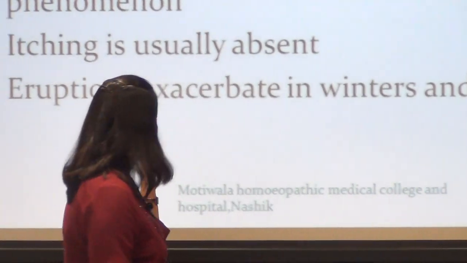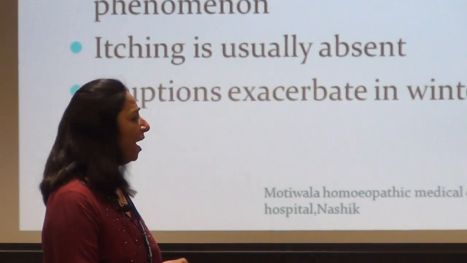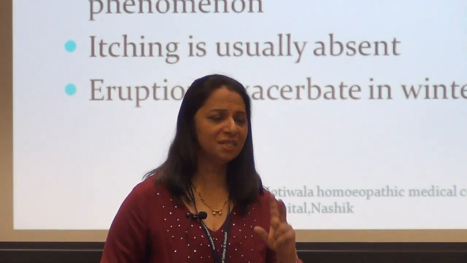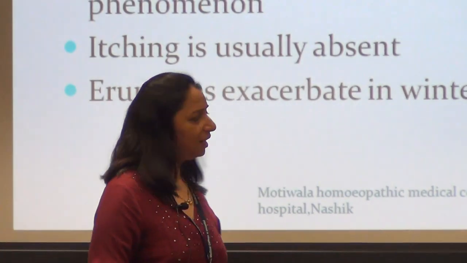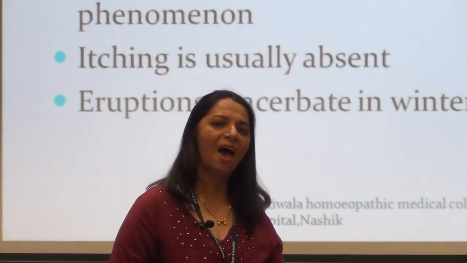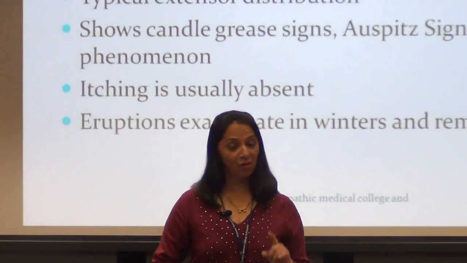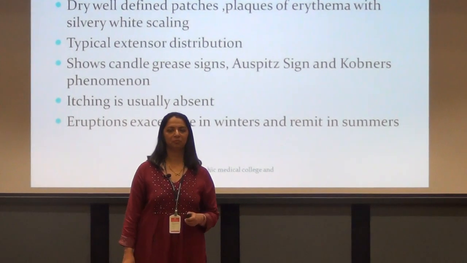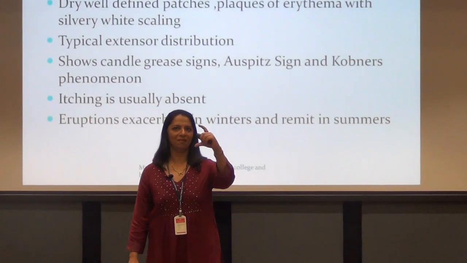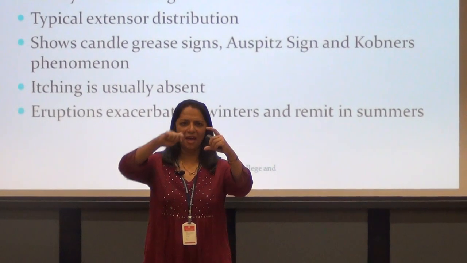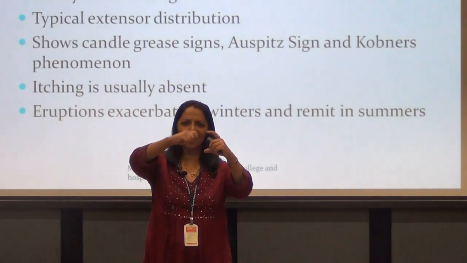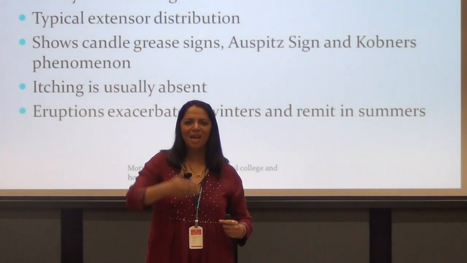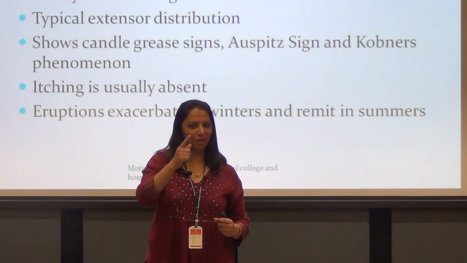Common is extensor distribution. It shows three important signs. Now this you need to remember. These three signs are candle grease sign, Auspitz sign, and Koebner's phenomenon. Now let me explain what these signs are. First, let us come to the candle grease sign. Suppose, friends, that you take a candle, right? And if you take a scalpel, and if you try to gently move your scalpel over the candle, what will happen? Grease will come out like flakes, will it not?